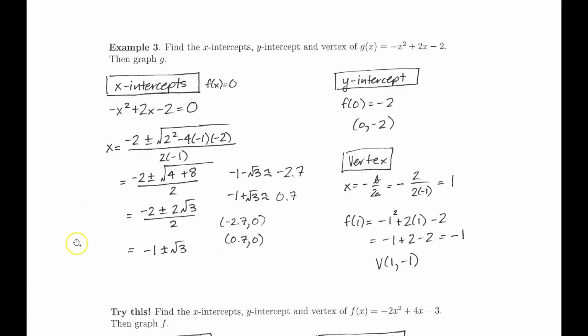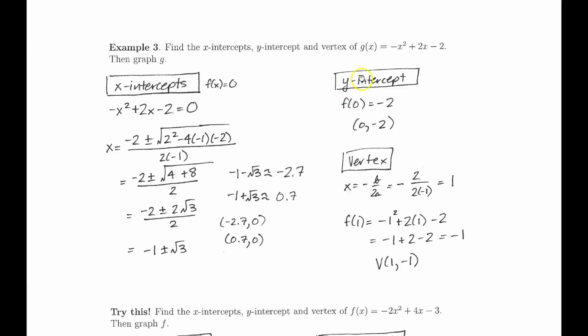Here in our last example, we want to graph g of x equals negative x squared plus 2x minus 2. For our x-intercepts, we see that negative x squared plus 2x minus 2 is equal to 0. There are no factors of 2 that add up to positive 2, so we go ahead and use the quadratic formula. I approximated these two roots of the equation to be negative 2.7 and 0.7. So those will be our x-intercepts.